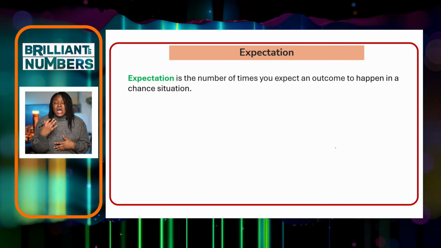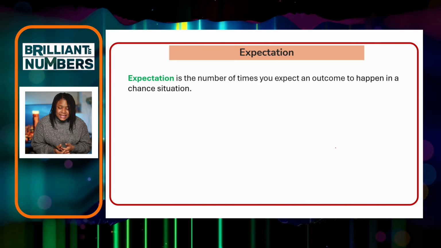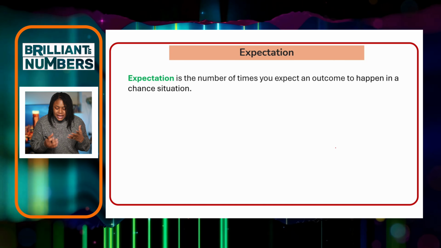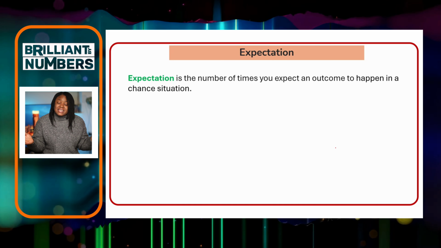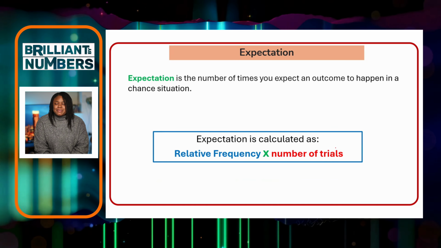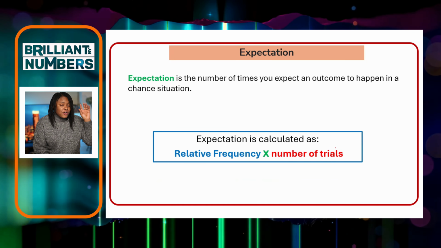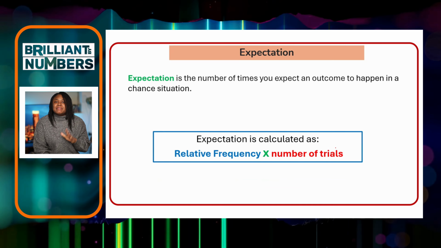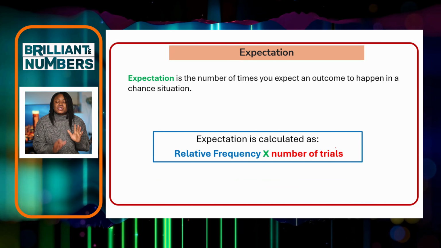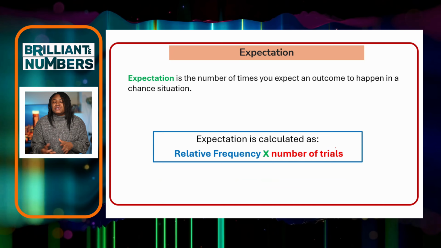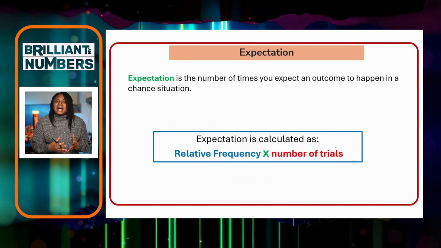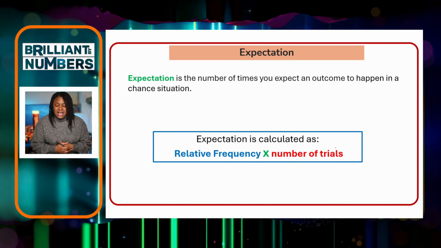When we talk about expectation, it is the number of times you expect an outcome to happen in a particular chance situation. Okay, so it's a chance when you throw a die in a game, you're trying to get a 6, it's just a chance, 1 out of 6 options for you to get that. So expectation is calculated as your relative frequency multiplied by the number of trials that we've done. So now that we know how to write down our relative frequency, we can calculate expectation by doing the relative frequency multiplied by the number of times we have tried that event.